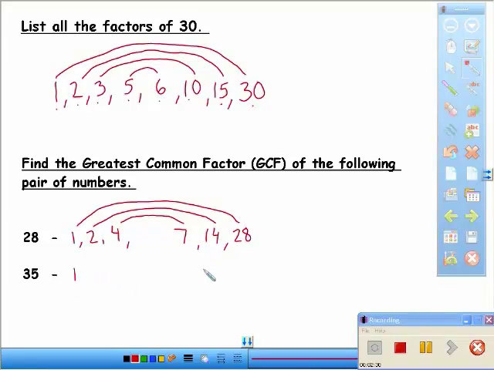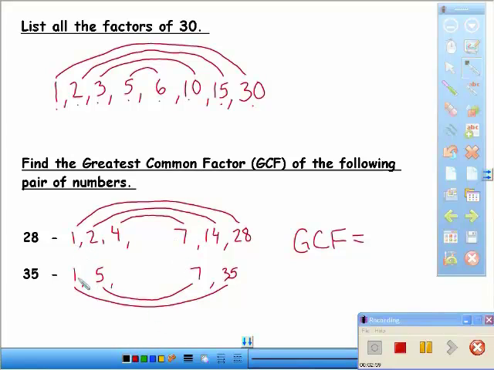What about 35? 1 times 35, and I'm going to do my little rainbows underneath so I have room. 1 times 35, and 5 times 7. Not very many factors of 35. So now we want to know, what is the GCF? What is the greatest common factor? What is the biggest number in both of these rows?